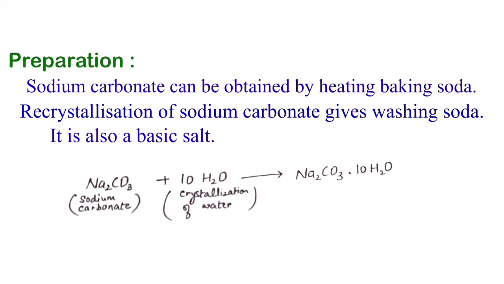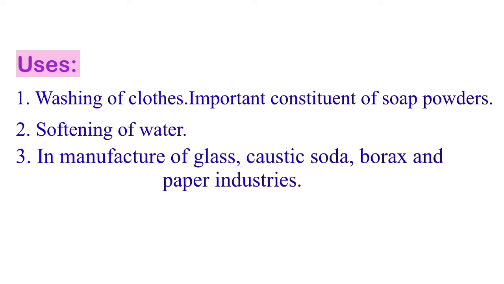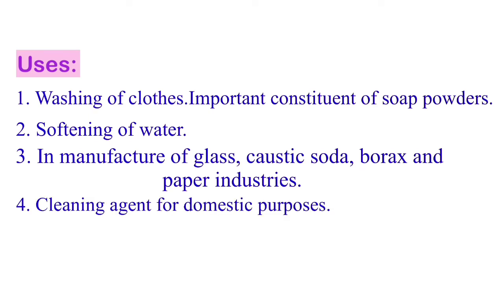Here we come to the uses of sodium carbonate or washing soda. As the name indicates, it is used in washing of clothes and is an important constituent of soap powders. It helps in softening of water. It can permanently remove water hardness. It is used in manufacturing of glass, caustic soda, borax and in paper industries, and is an important cleaning agent for domestic purposes. It is also used as a laboratory reagent. That's all about washing soda or sodium carbonate.